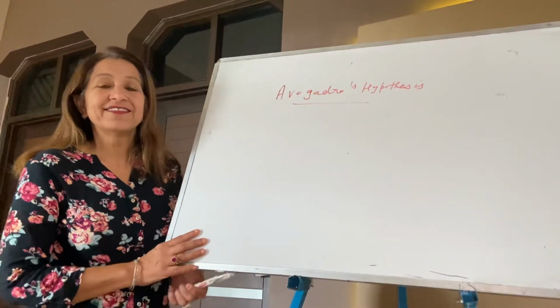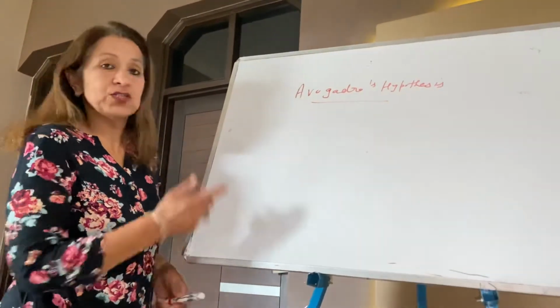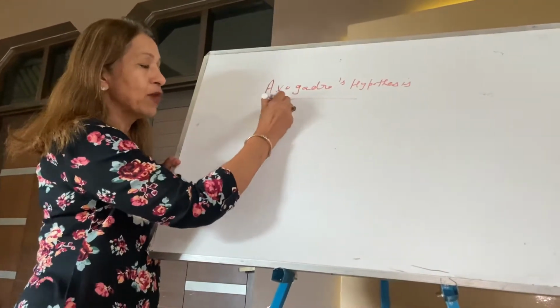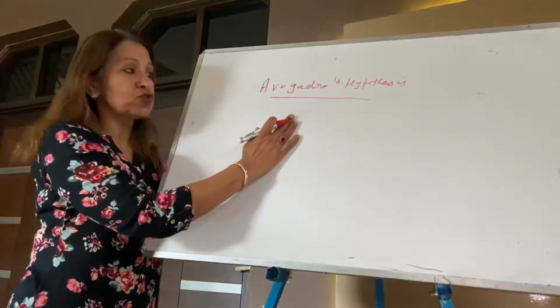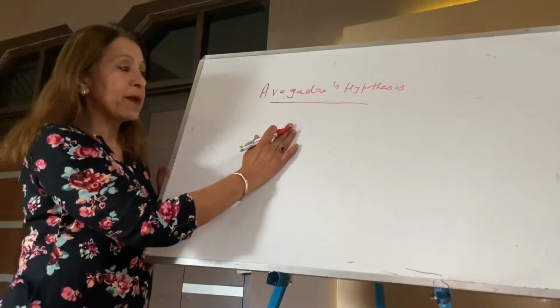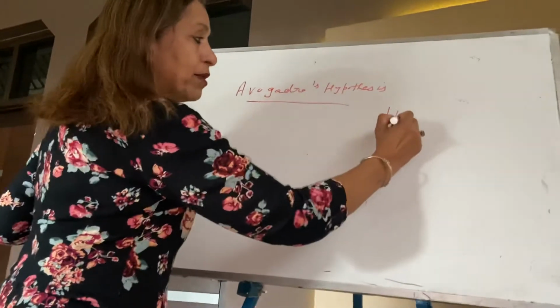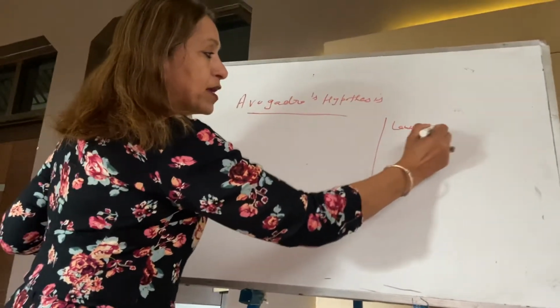Hello my dear children, this is my next lecture of chapter 1, Basic Concepts of Chemistry, Avogadro's Hypothesis after Dalton's atomic theory. We have completed the topics, I am just going to revise. We have completed the topic laws of chemical combination.